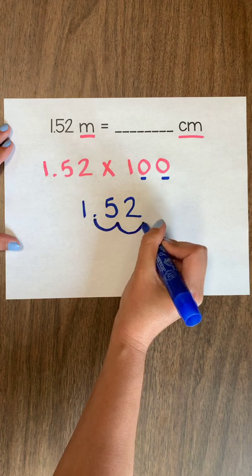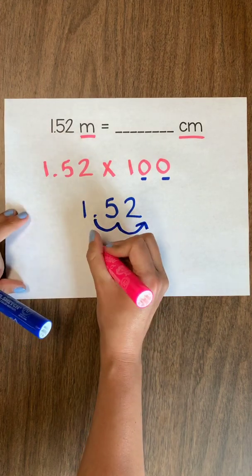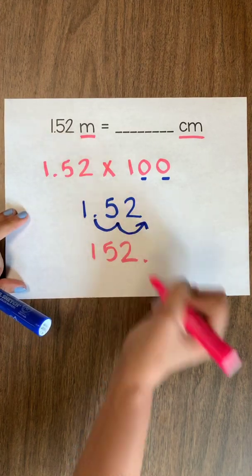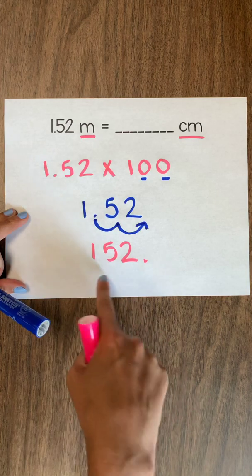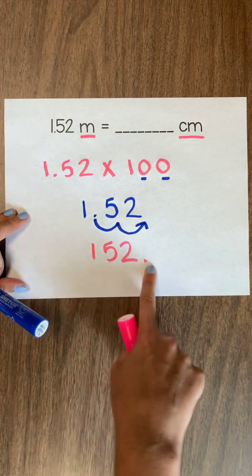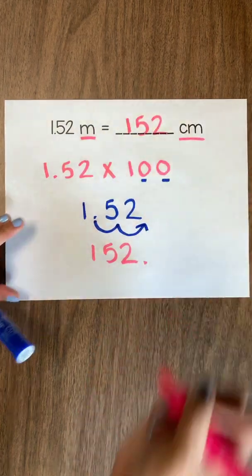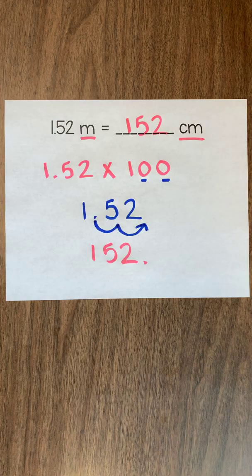1, 2. It needs to go right after the 2. So technically that would look like this. 152 and a decimal. But we don't usually write numbers like that when they're whole numbers, right? We just don't even write the decimal. It is technically there, but we don't need to write it that way. So the final answer would be 152 centimeters.